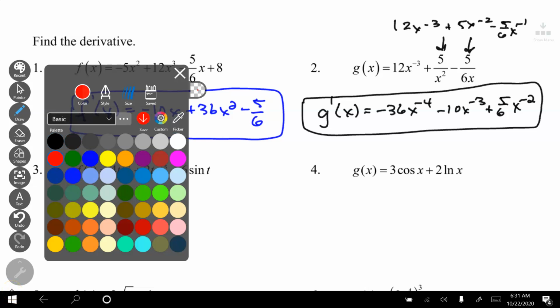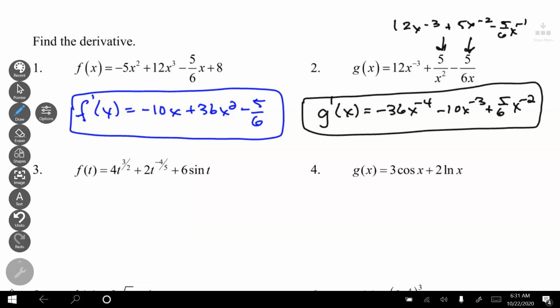Okay, this next problem, I don't think I have to rewrite it, so I could just do f prime of t equals, let's see, multiplying these two, I get 6t, 3 minus 2 is 1/2, minus 8 over 5t, top minus bottom is negative 9 over 5. Derivative of sine is cosine, so plus 6 cosine of t.